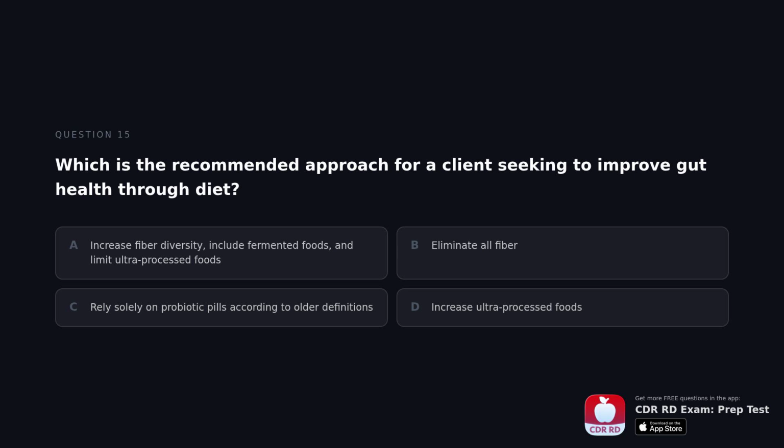Which is the recommended approach for a client seeking to improve gut health through diet? A. Increase fiber diversity, include fermented foods, and limit ultra-processed foods. B. Eliminate all fiber. C. Rely solely on probiotic pills according to older definitions. D. Increase ultra-processed foods.